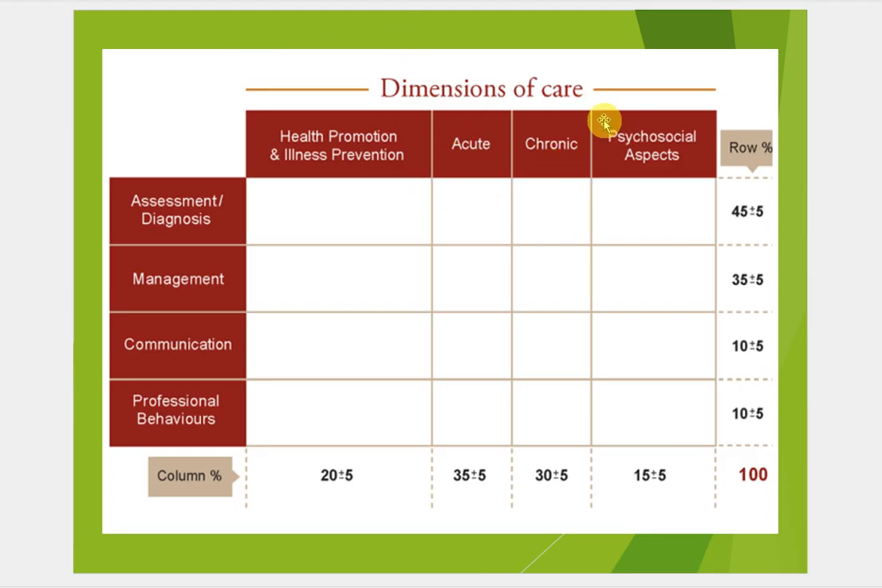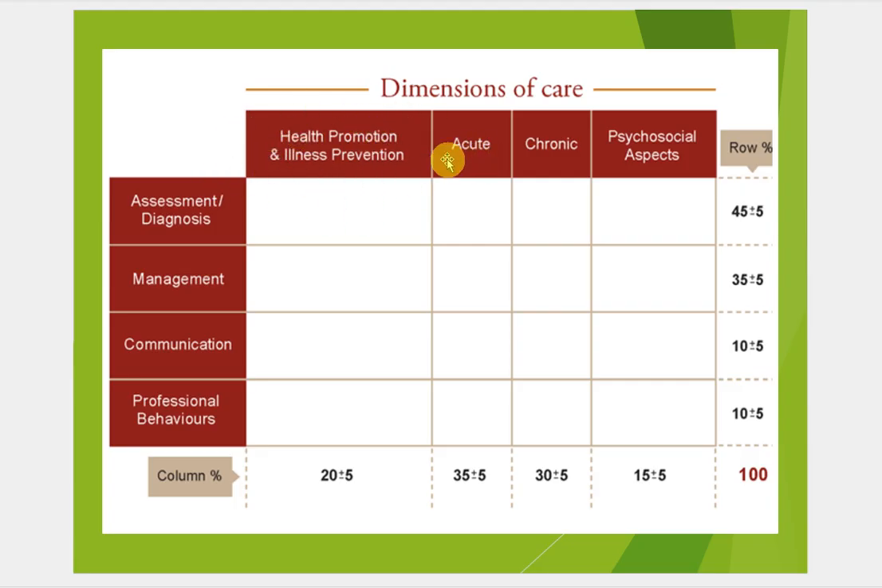You will be telling the first step management for them. And apart from that, there would be chronic diseases like cancers. You can be asked about them. There are various psychosocial aspects that they are going to judge you on, and there are various health promotion and illness prevention topics.